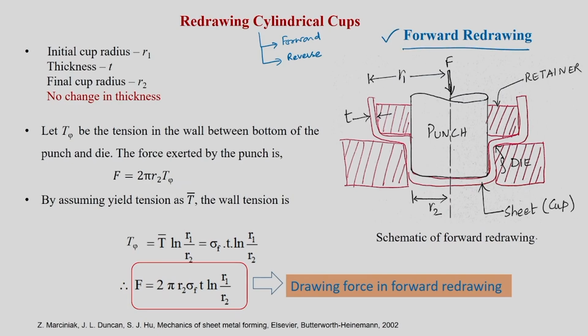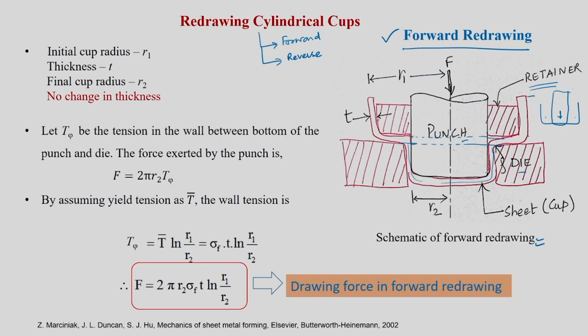I have drawn here the schematic of forward redrawing. What are the things available for us? You have a punch and you have a die. On the die you are going to keep your drawn cup, as the first level of drawing is done. The cup is located on the die like this. Now you push your punch to come down. The drawn cup is positioned above the die by using this retainer, otherwise called a blank holder. Once you push it down, the bottom part of the cup is drawn. So your sheet is going to be drawn to make this particular part of the cup.